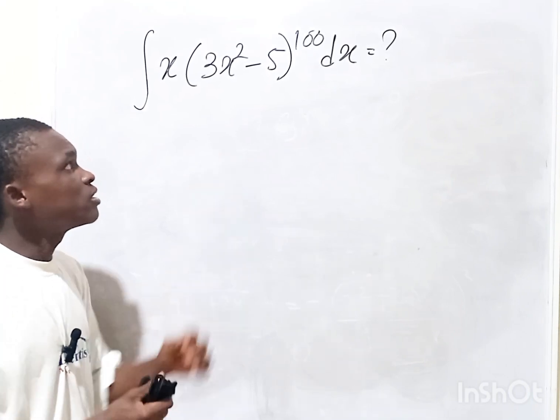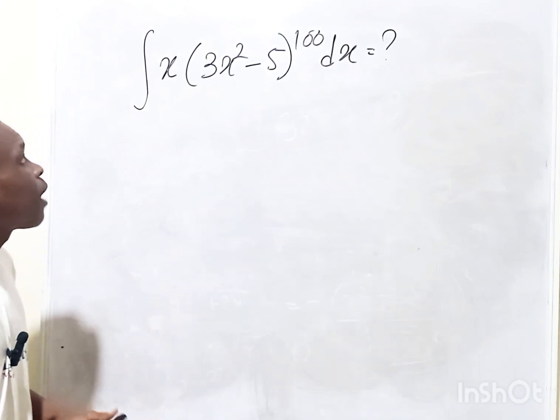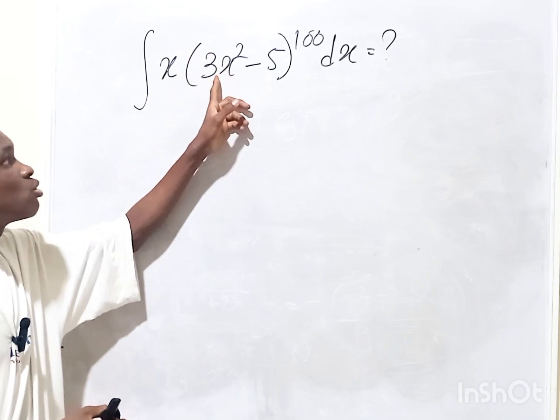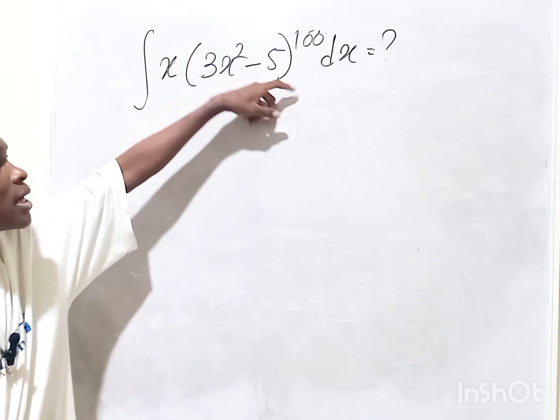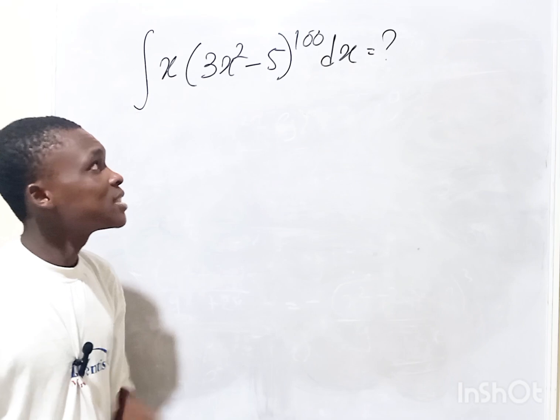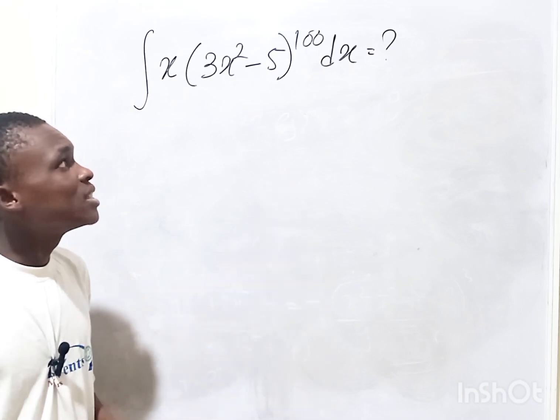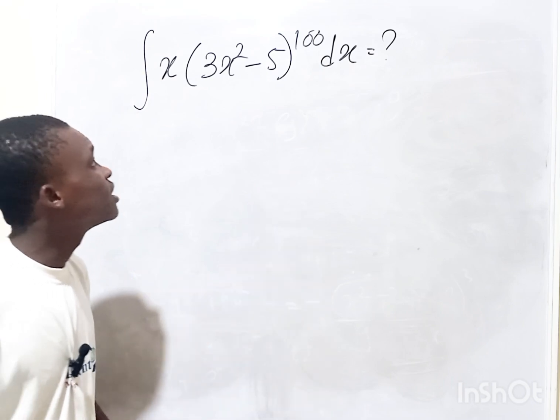Let me show you how to solve this integral. Now we are asked to integrate x times (3x squared minus 5) all to the power of 100 dx. So how do we integrate this problem?